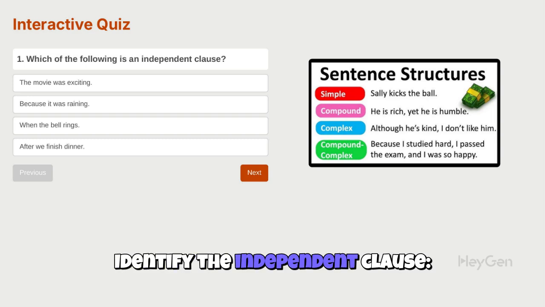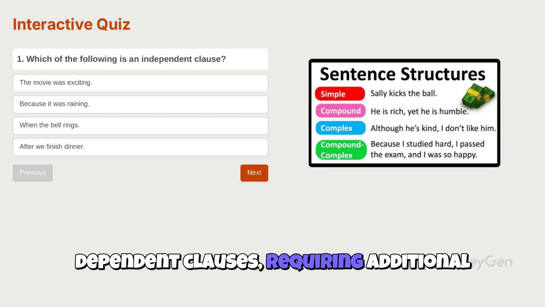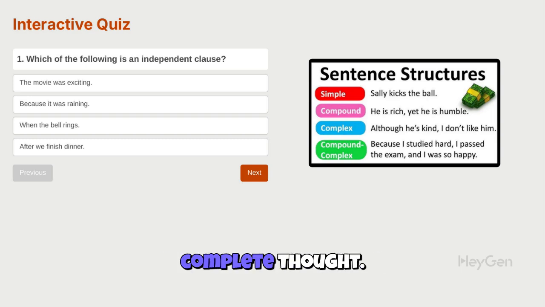Identify the independent clause. The movie was exciting. It stands alone as a complete sentence. In contrast, because it was raining, when the bell rings and after we finish dinner are dependent clauses, requiring additional information to form a complete thought.